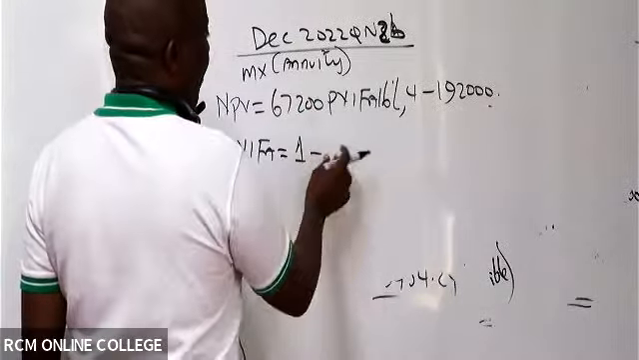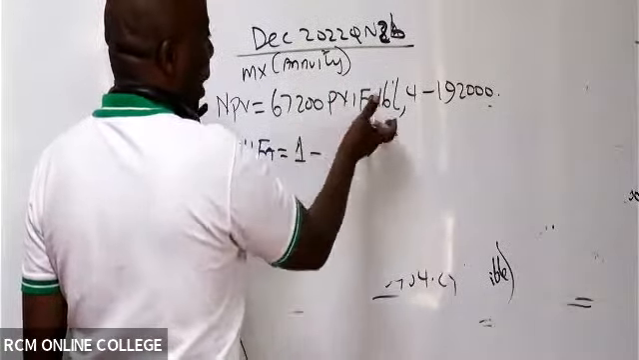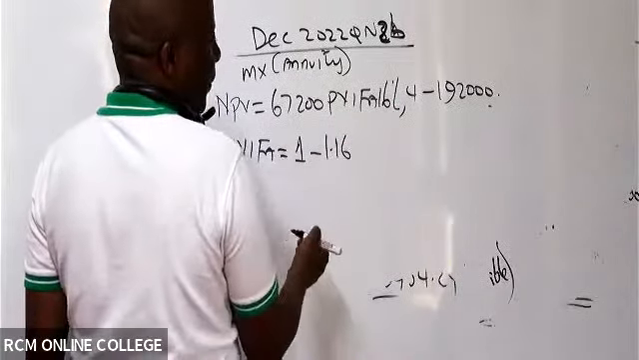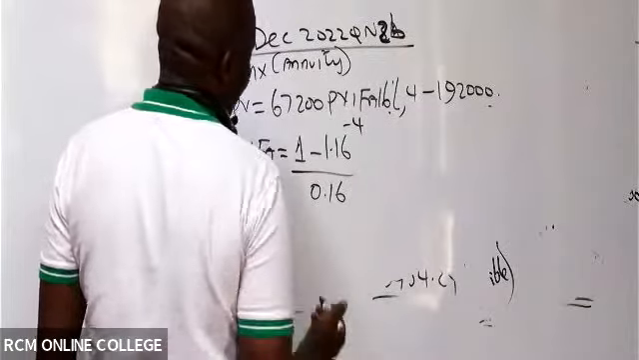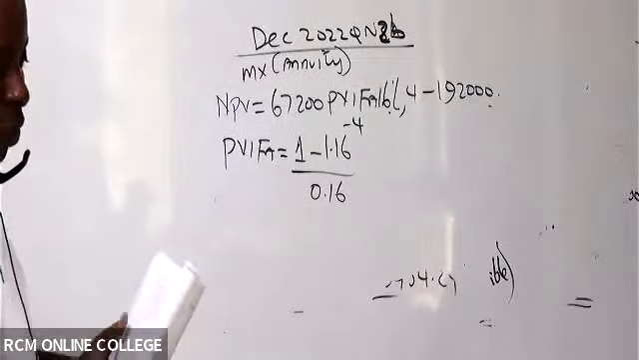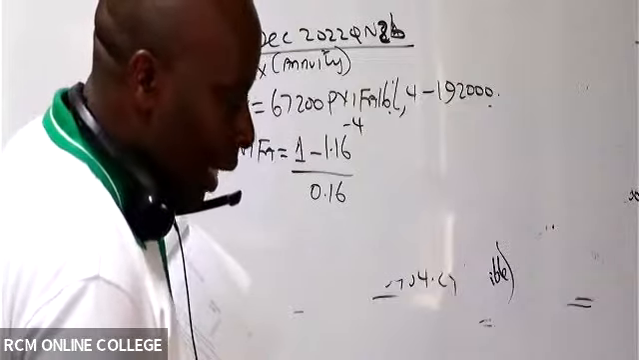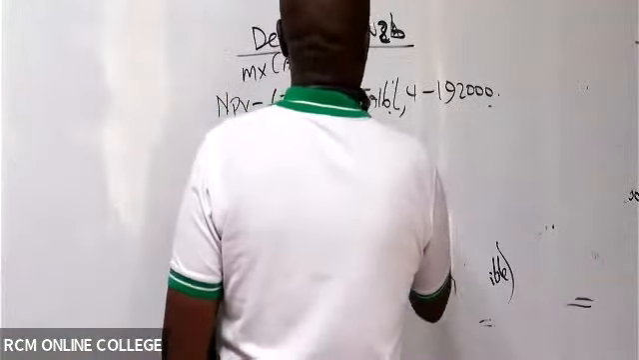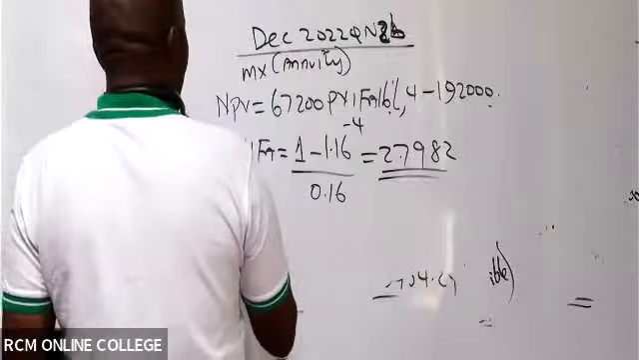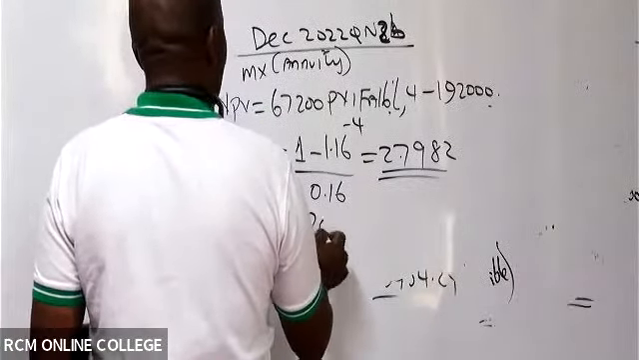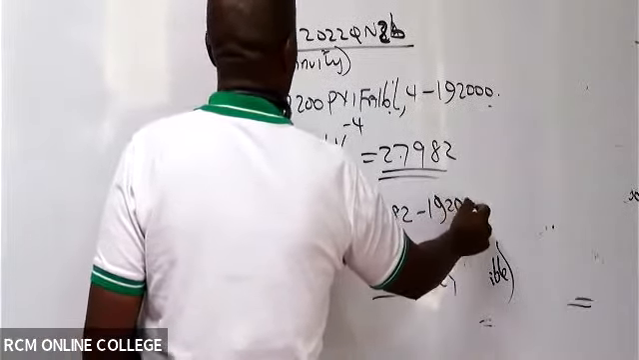Then come here and compute PV-FA. So PV-FA will be 1 minus 1.16 raised to the negative of the year, minus 4, all over this percentage the way it is. That's how we get PV-FA, the present value interest factor of an annuity, which in this case Maggie is able to give me as 2.7982. So the net present value will be 67,200 times 2.7982 minus 192,000.